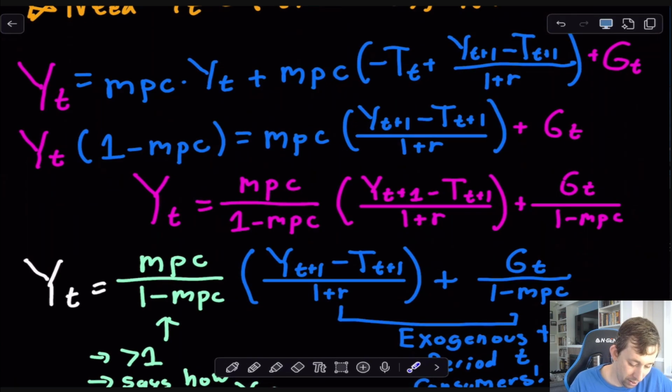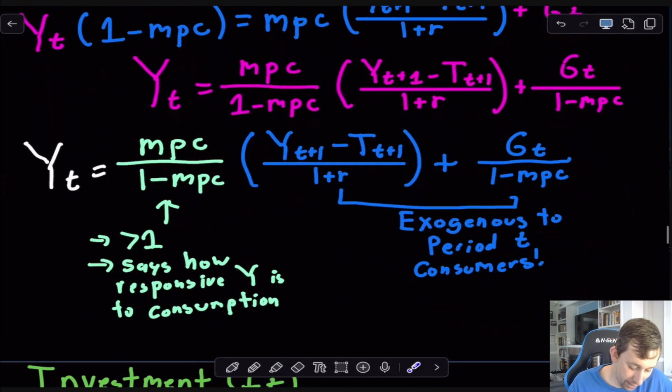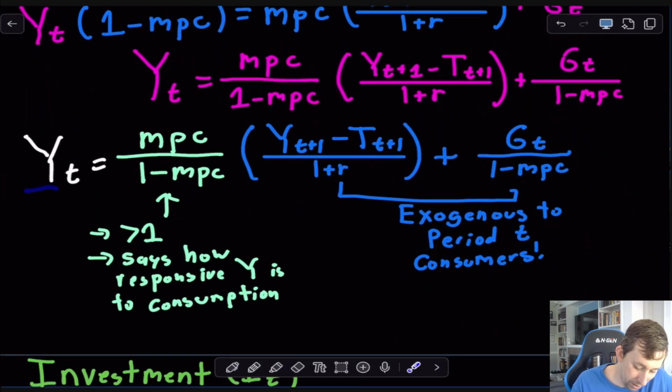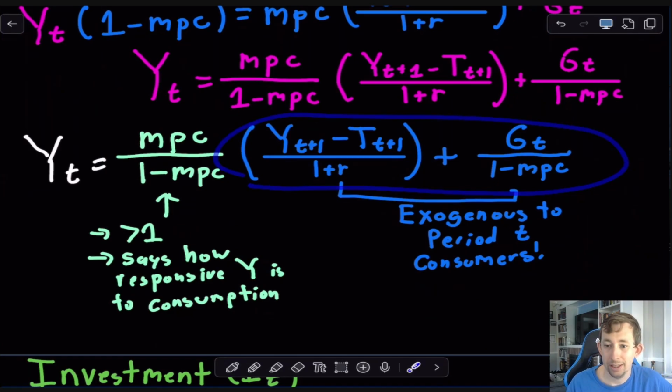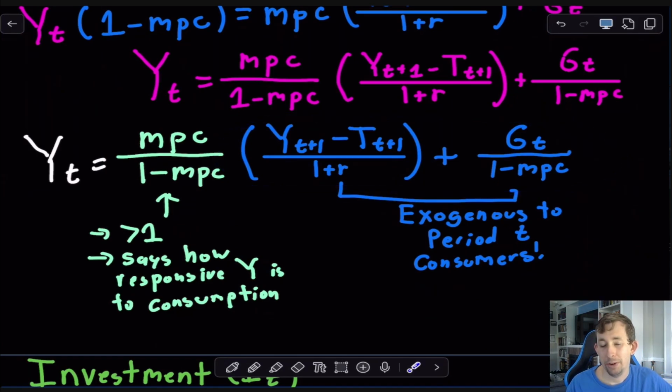I have this 1 minus MPC times Y_t guy, so now I'm going to pull that over and divide by everything, and now what I'm going to get is that Y is this MPC over 1 minus MPC. This is the consumption multiplier. This is how responsive Y is to consumption. And this stuff, this is all exogenous to period t consumers. And so now we know that Y is a function of everything that's sort of exogenous. And so this is how Y responds to an extra dollar of consumption. So again, this is how we derive the IS curve.